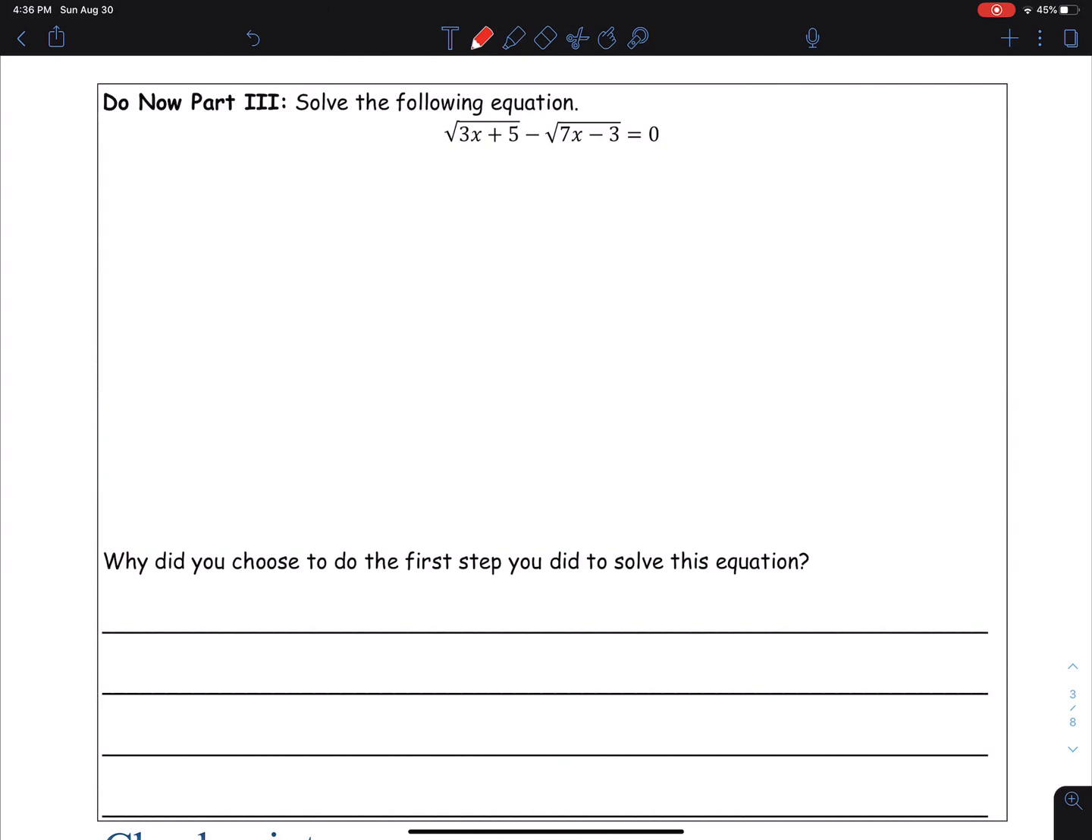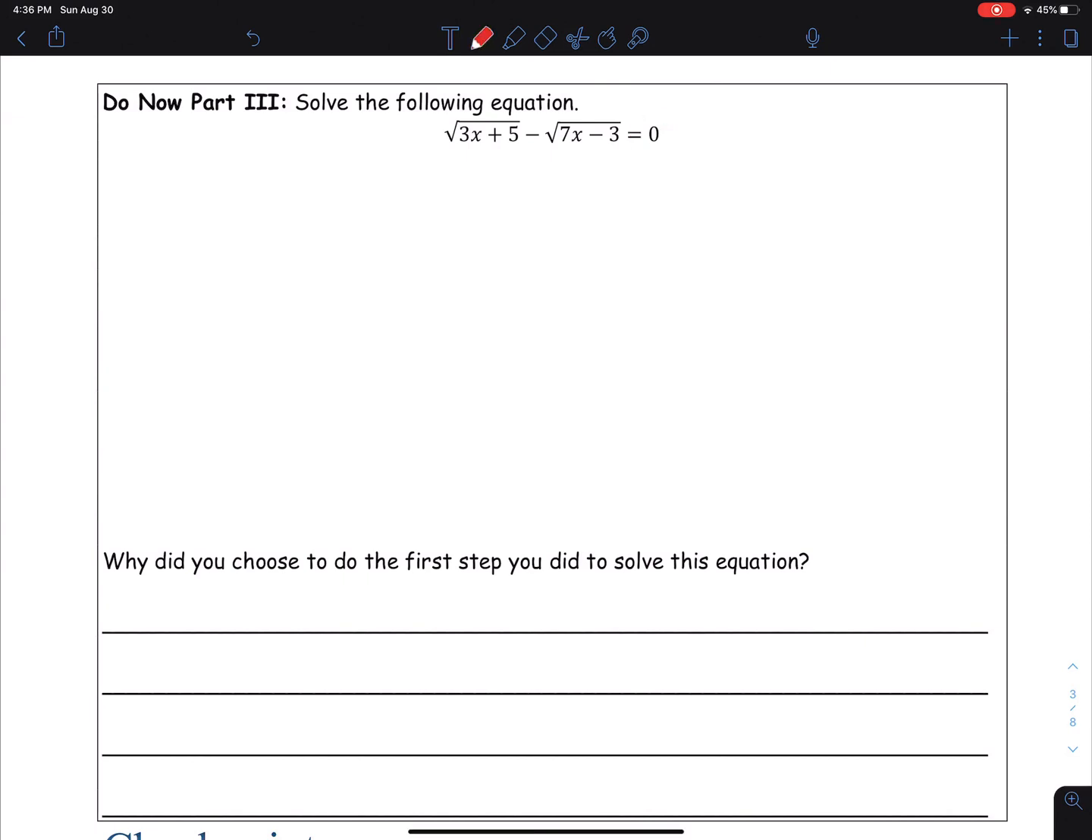The do now part 3. I promise this is the last do now. So I want you guys just to take 2 to 3 minutes, solve this equation, pause the video, and play it once you're done. So what we're going to want to do here first, we're not going to want to square both sides. If you did that, you probably did it incorrectly. We're going to go over that second after I show you guys the best way of solving this.